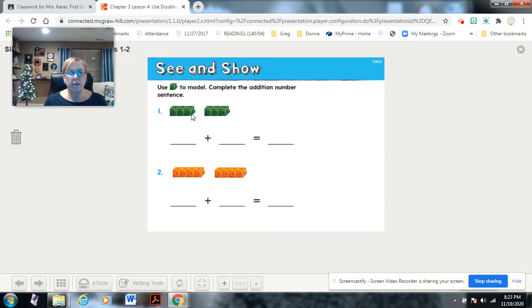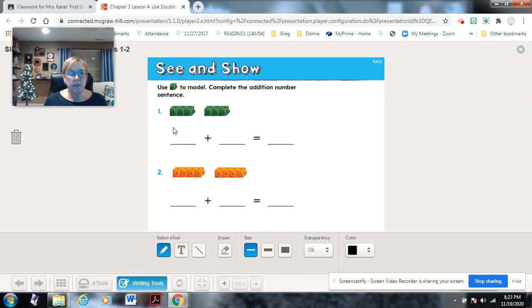1, 2, 3, 1, 2, 3. So that means we are going to print 3 plus 3 equals, that's right, 6. We just did that with the tower, didn't we?